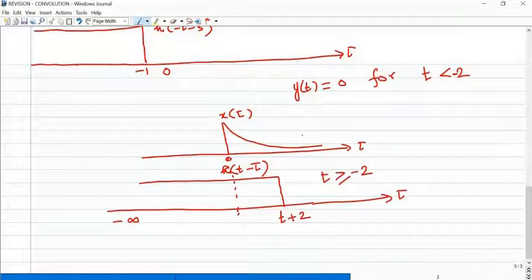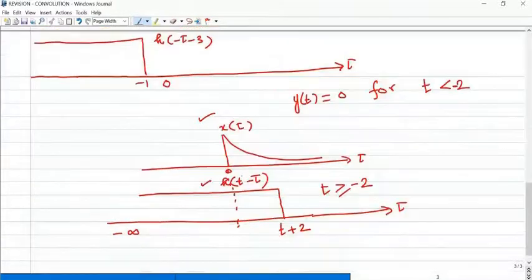Only this is required in your answer script: the x of tau diagram and the h of t minus tau diagram. In this example, only one kind of overlap is available. For t greater than or equal to minus 2, the t minus tau diagram will partially overlap with this x of tau, because x of tau extends from 0 to infinity. So you can solve this problem with one step, one integration only.